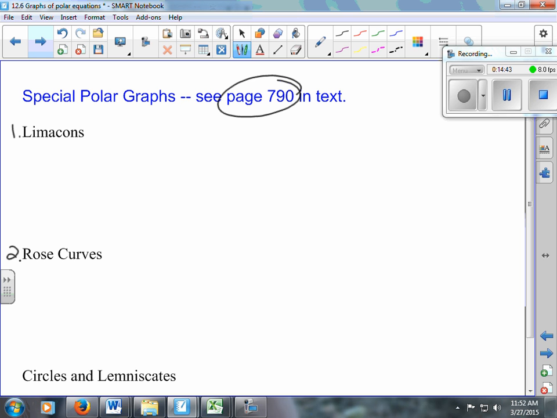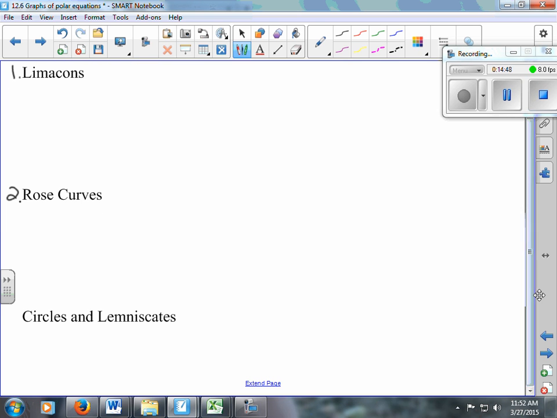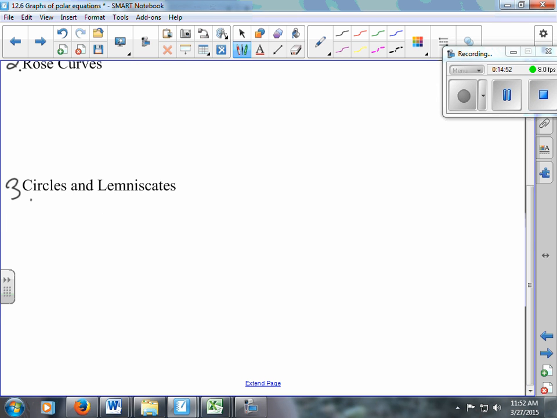And then finally, there are circles and lemniscates. These are the ones that I actually do have memorized. These ones I don't bother to plot because they're very simple. And so I will go through and show you these 4 types of examples.